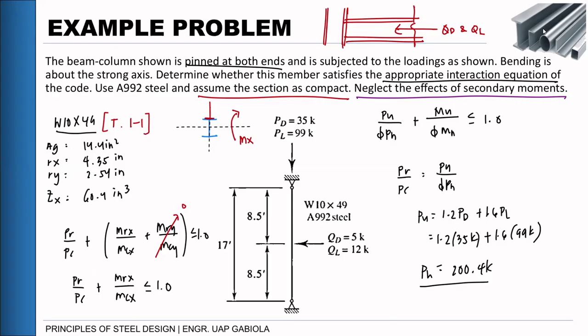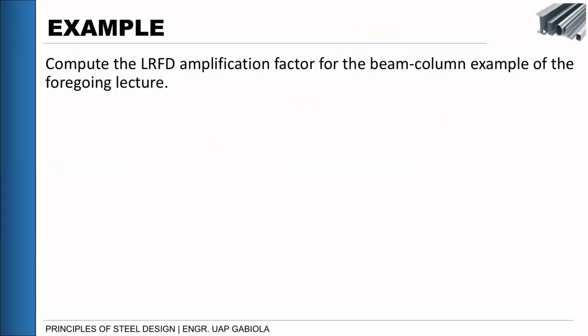Okay? So, from that problem, we intend to get the value of our maximum moment equals the first order moment multiplied by our amplification factor, 1 over 1 minus Pu over Pe.